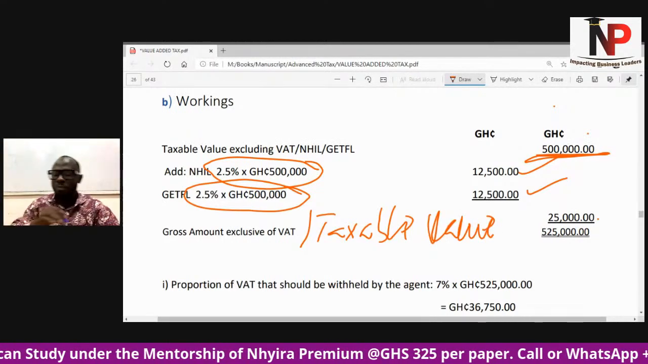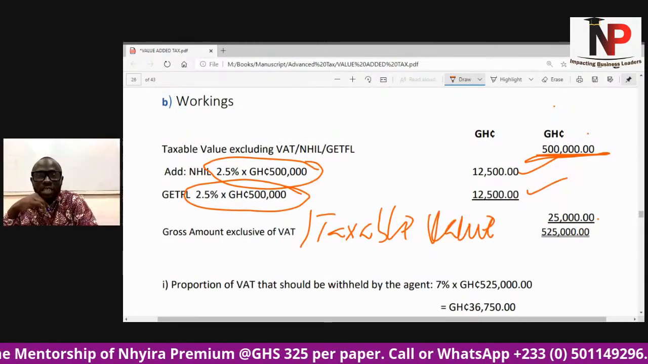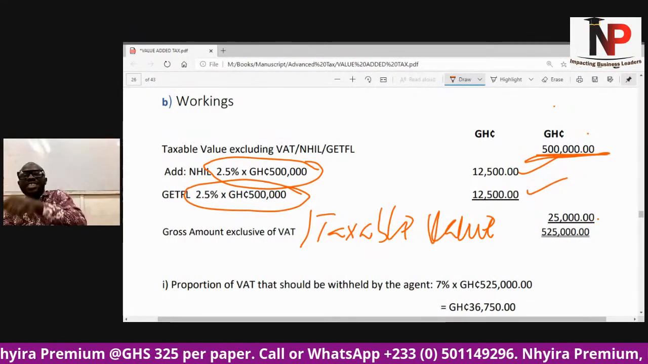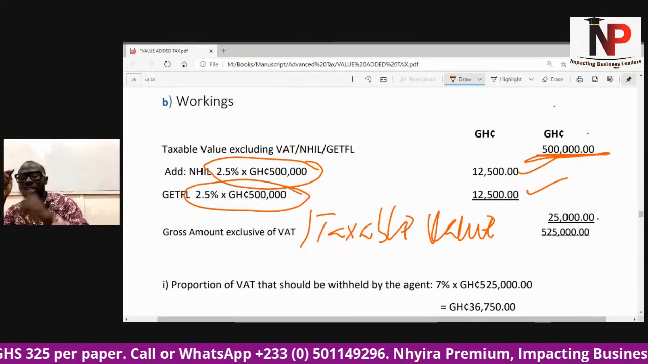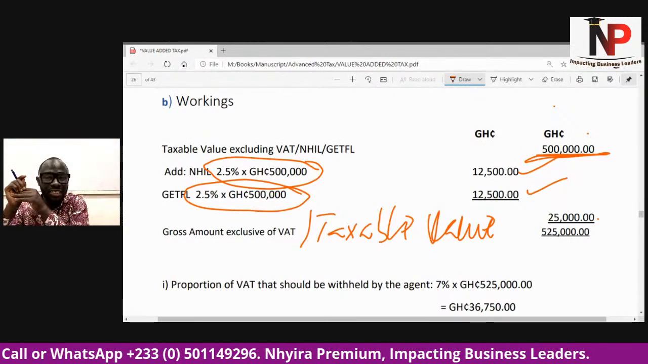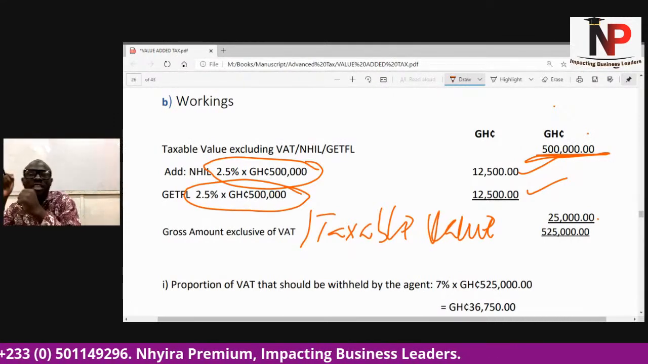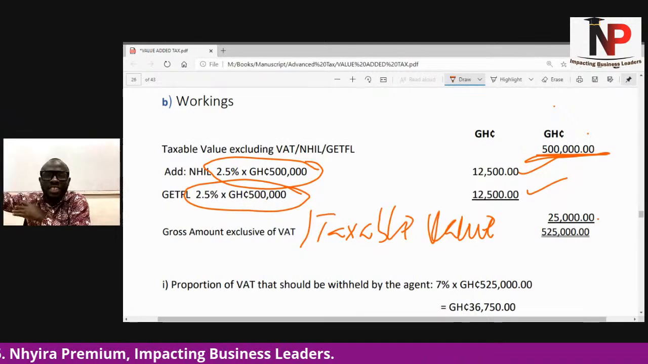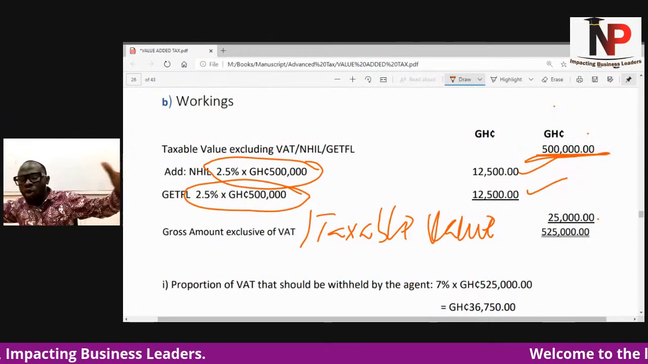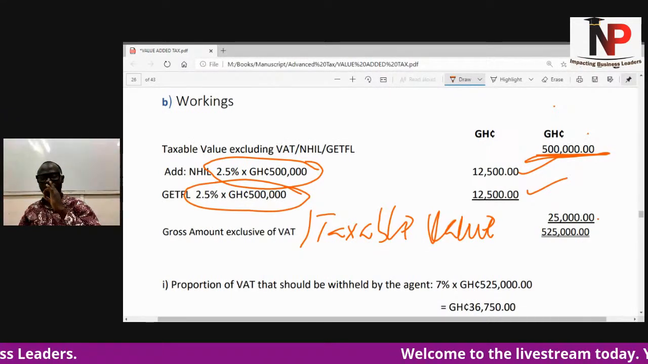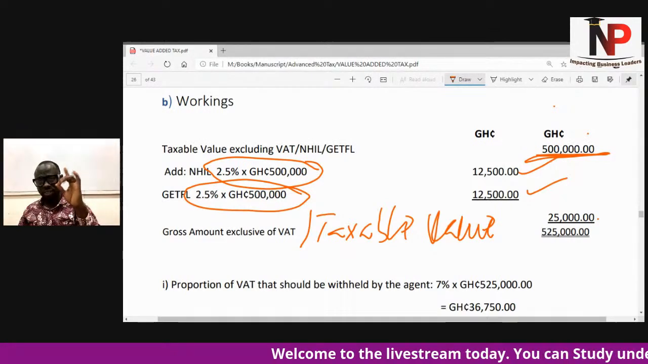If you remember from our pro forma, that becomes the taxable value. So it is on this taxable value that we're going to be charging what? The VAT. It is on this same taxable value that St. James Enterprise would withhold the 7%. I hope you are getting the principle very well.